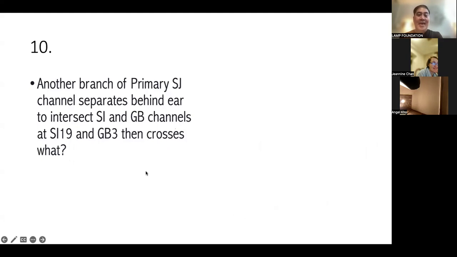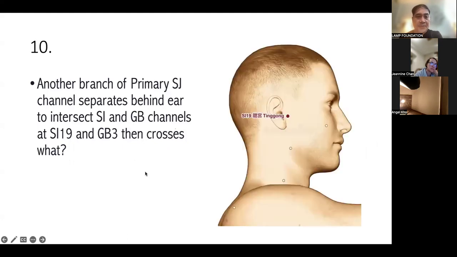Next. Another, we need to gua sha. You need to gua sha. Another branch of the primary Sanjiao channel separates behind the ear to intersect the SI and GB channels at SI19 and GB3, and then it crosses what? It crosses the previous branch on the cheek and it terminates at the outer canthus of the eye. Okay.